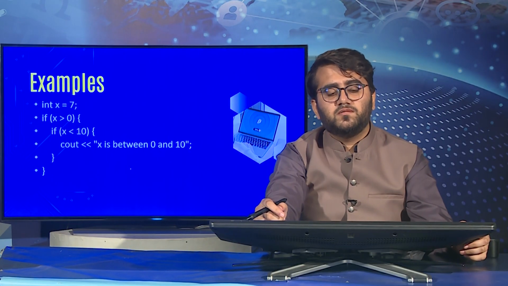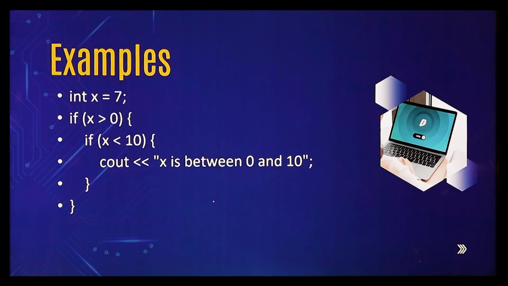Here is another simpler example. However, this is a nested if statement. Nested if means that we have one if and then we have another if. We are checking the value of x equal to 7. If the value is greater than 0, then we would check whether the value is less than 10. If the value is less than 10, then we would say that the value is between 0 and 10.